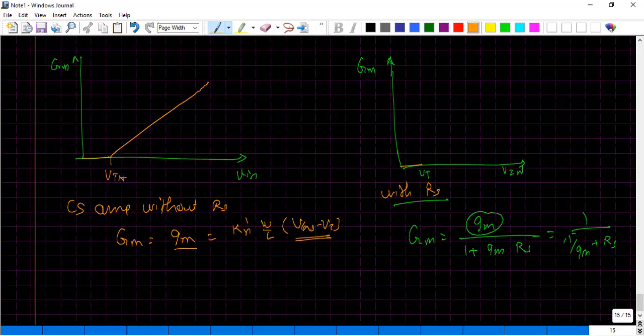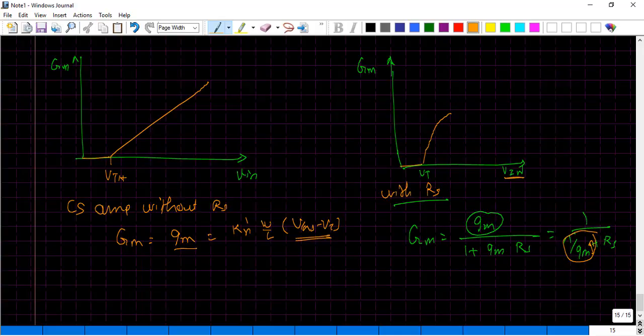But what happens after this? And what could be the maximum? As you know, as V increases, the Gm would start increasing. And in general, this particular parameter would go down and down and down, and at a particular point this 1 upon Gm keeps on reducing. As I increase the value of input V, the Gm keeps on increasing, and 1 upon Gm keeps on reducing.